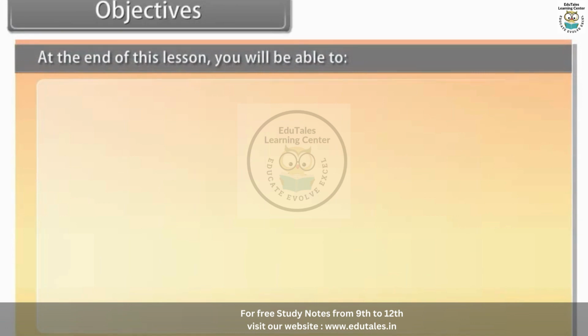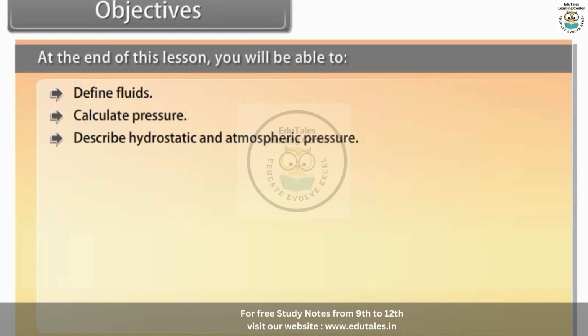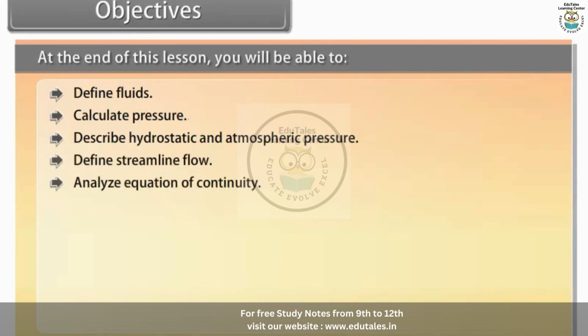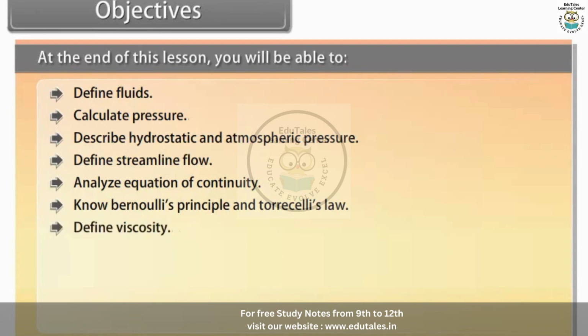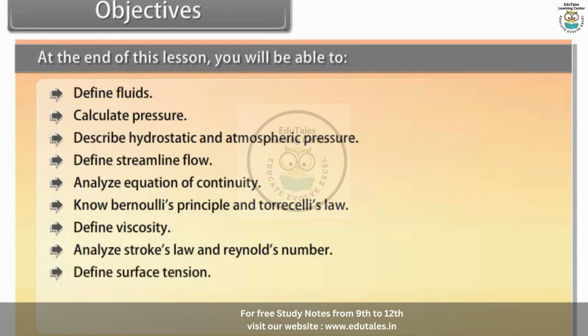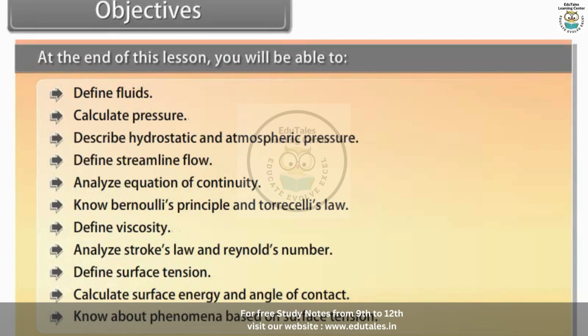Objectives. At the end of this lesson, you will be able to define fluids, calculate pressure, describe hydrostatic and atmospheric pressure, define streamline flow, analyze the equation of continuity, know Bernoulli's principle and Torricelli's law, define viscosity, analyze Stokes' law and Reynolds number, define surface tension, calculate surface energy and angle of contact, and know about phenomena based on surface tension.